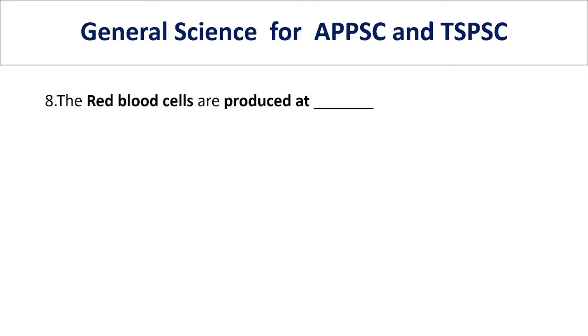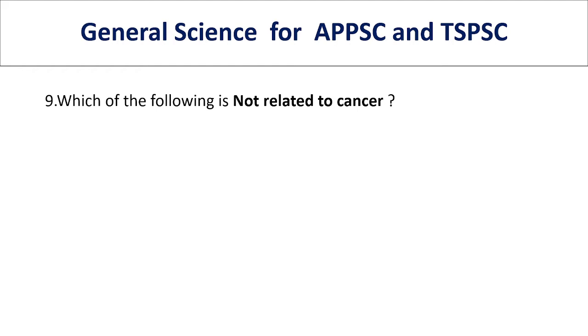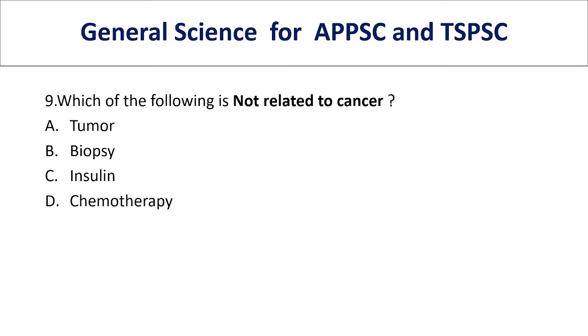The RBCs are produced at, and the options are spleen, bone marrow, heart and liver. So RBCs are produced at bone marrow. Next, which of the following is not related to cancer? We'll see the options: tumor, biopsy, insulin and chemotherapy. Tumor is related, biopsy is related, by which the doctors will detect whether it is cancer or not, and chemotherapy is also related, and insulin is not related. So the answer is insulin.